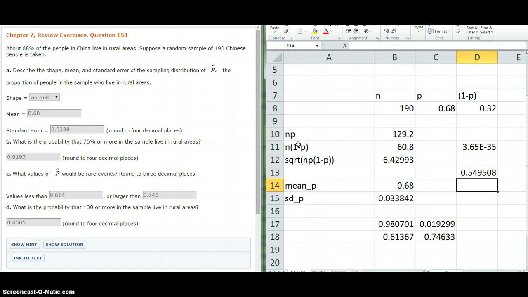But 1 minus this, so let me get equals 1 minus this, would give me the proportion of people, the probability that 130 or more people in the sample live in rural areas.